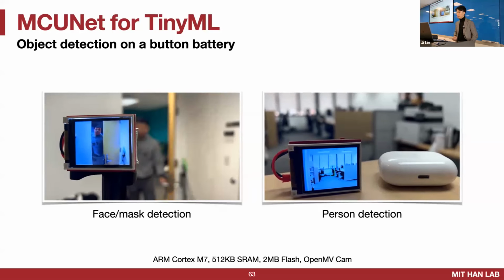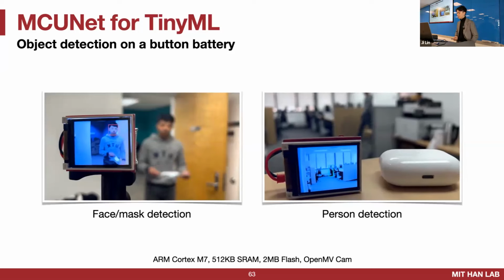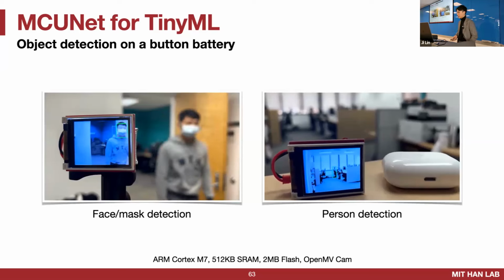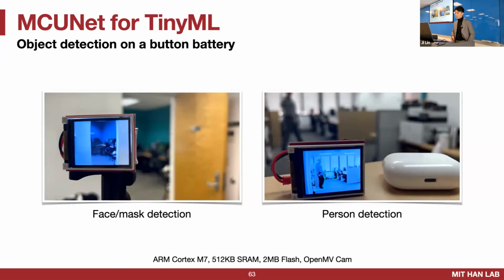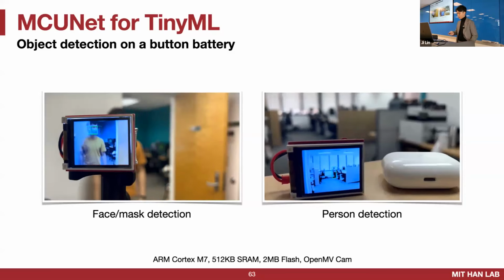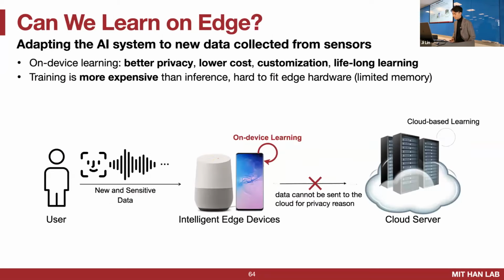And here are some demos we've been building, running object detection, either for face and person detection, on these IoT or microcontroller units. On the right-hand side is the AirPods case. The screen actually takes a lot of the space. So if you simply look at the hardware, it's even smaller, and it can be powered by some phantom battery.